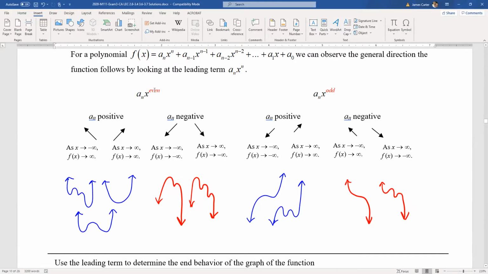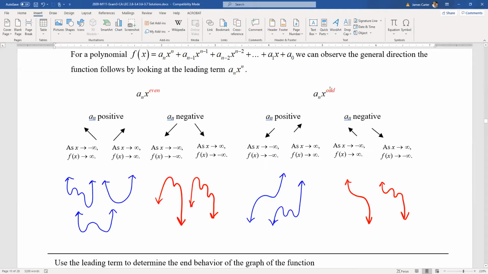If your first term, the x power, is even, then both ends will go up or both ends will go down. If a is positive, both ends will go up. If a is negative, both ends will go down.